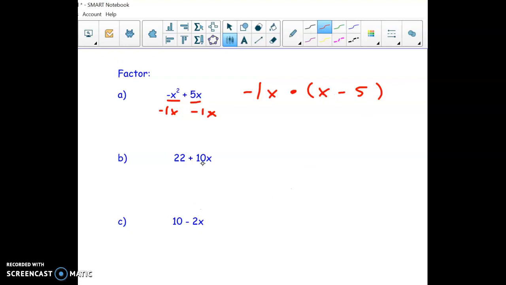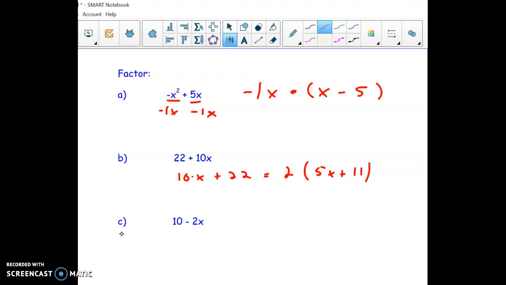Okay, another trick that'll come up in this chapter is if it's not in standard form. So basically, normally you want the highest exponent first. So on questions like this, you're going to want to rewrite it so that the x part comes first and then the constant is second. And now pull out, I think they're both divisible by 2. So we'll pull to the front 2, leaving us with 5x plus 11.